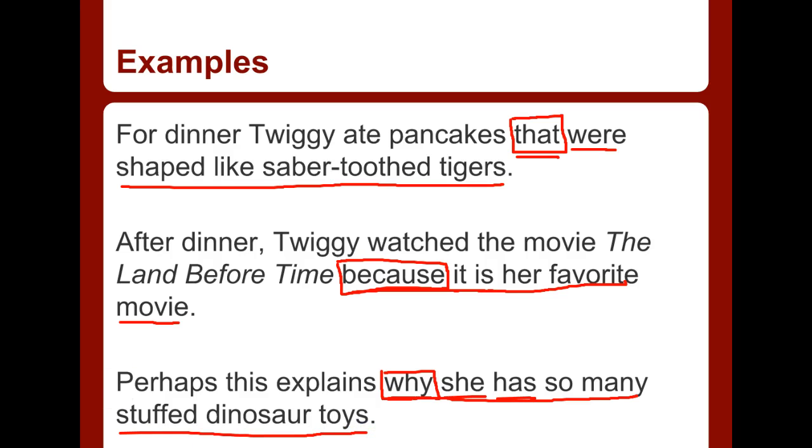Okay, so that covers everything for independent clauses because there's only one type of independent clause. The next videos, however, we will walk through all three types of dependent clauses, talk about what words start them, how you identify them, and what you do with them.